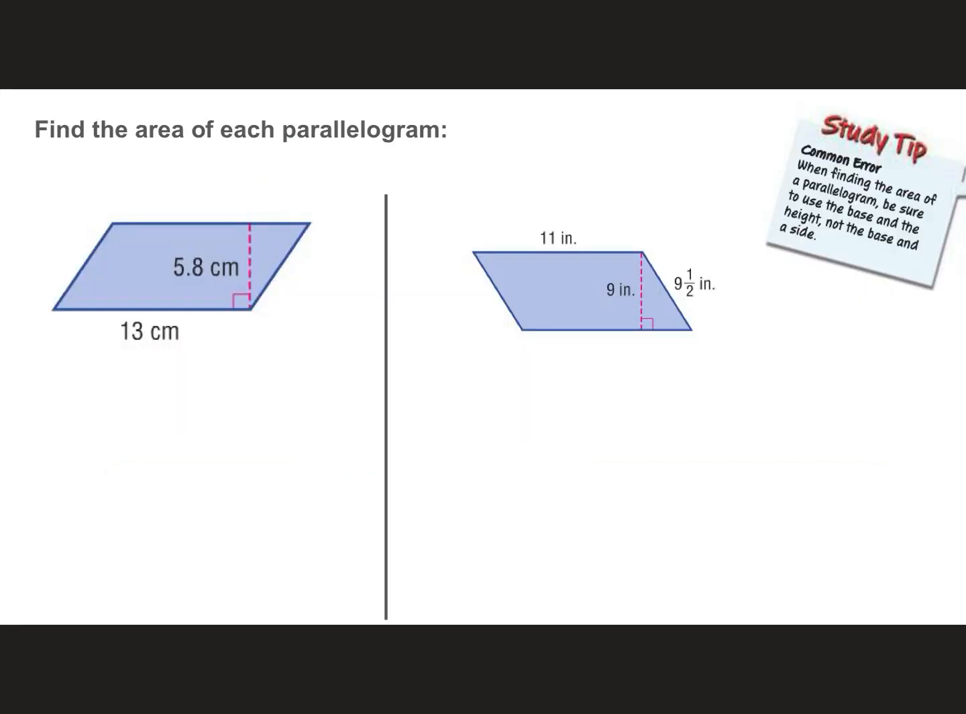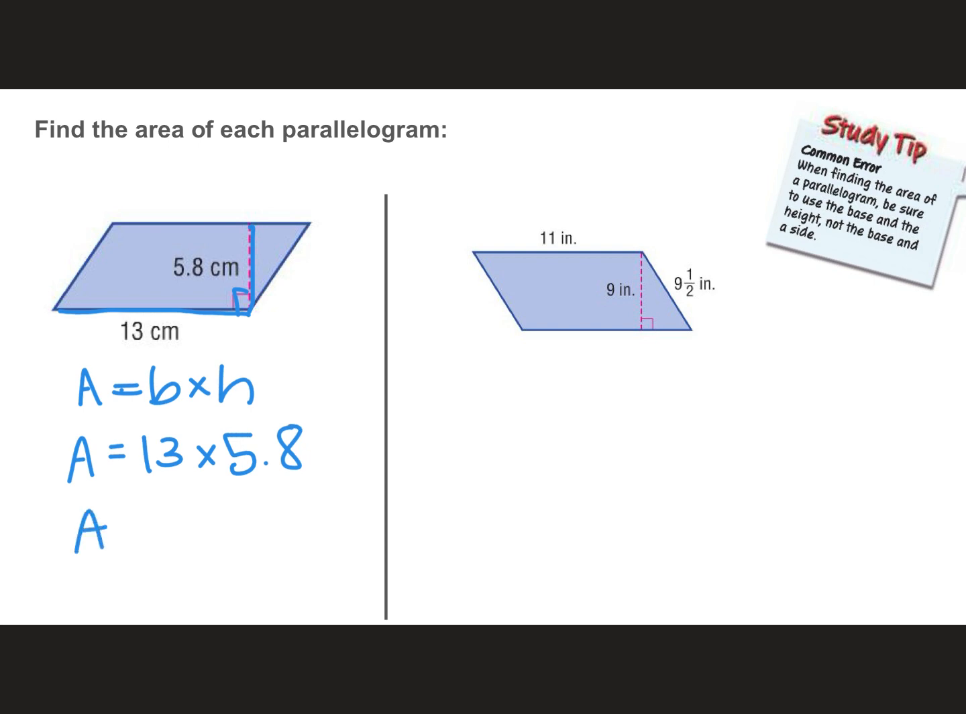Okay, so let's go ahead and try this out. Let's find the area of these parallelograms. So again, we're going to write down our formula. Area equals base times height, and then we are going to plug in our information from there. The base, again, is one of the sides of our parallelogram, which in this case we're going to use the 13. And then the height is that part that's perpendicular to that, makes a 90-degree angle. So we're going to multiply it by 5.8.